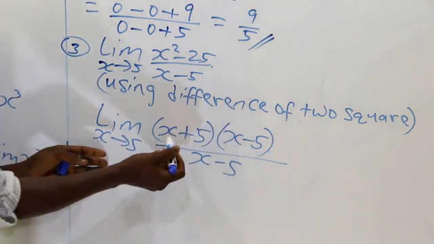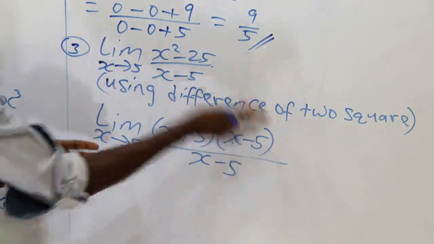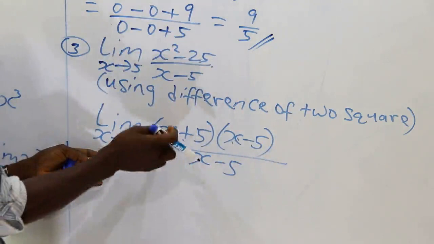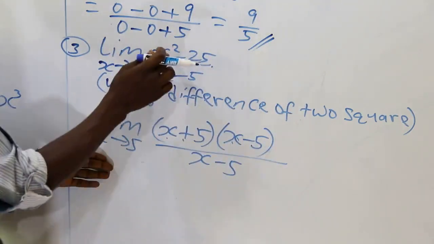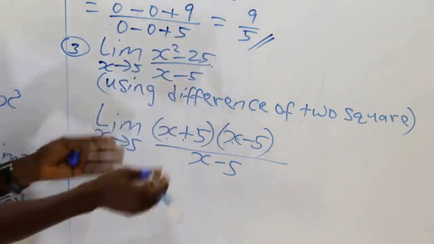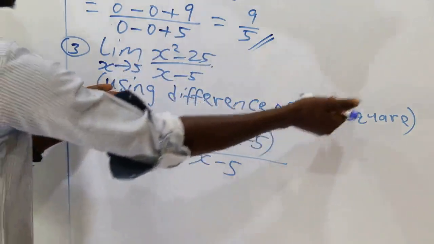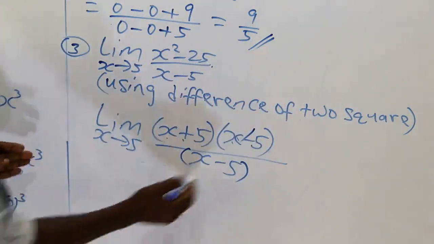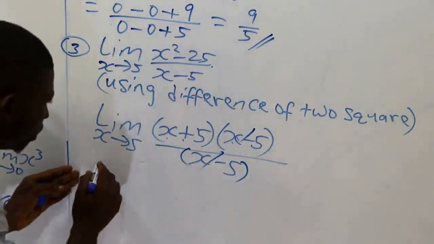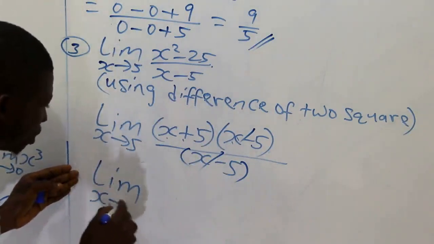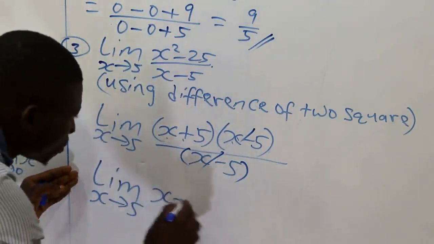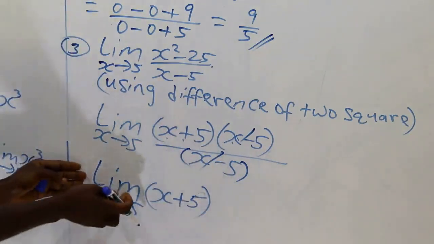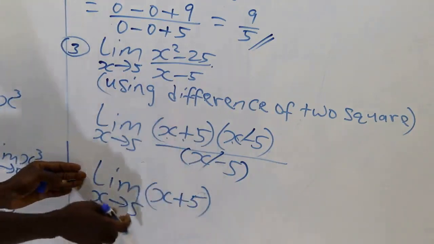If you expand x plus 5 and x minus 5, it will give us x squared minus 25. So we call it using difference of two squares. Now, as you can see, x minus 5 here, we cancel x minus 5. It will remain lim when our x tends to 5, that's x plus 5. So it will remain lim x plus 5 when our x tends to 5.